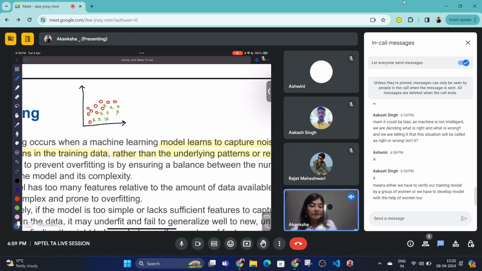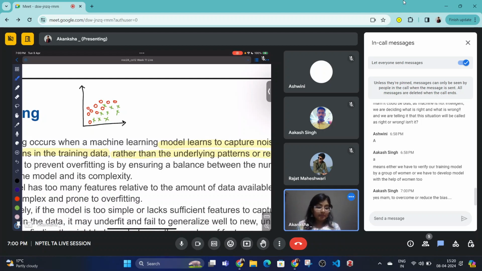The measures can be that you should include data from people of different genders, races, and demographics, just to understand their perspectives as well. If only one set of people are making the decisions, if only one data set is being used, then of course our model will not be able to understand. Yes, yes, yes. So in this context, let's talk about overfitting.